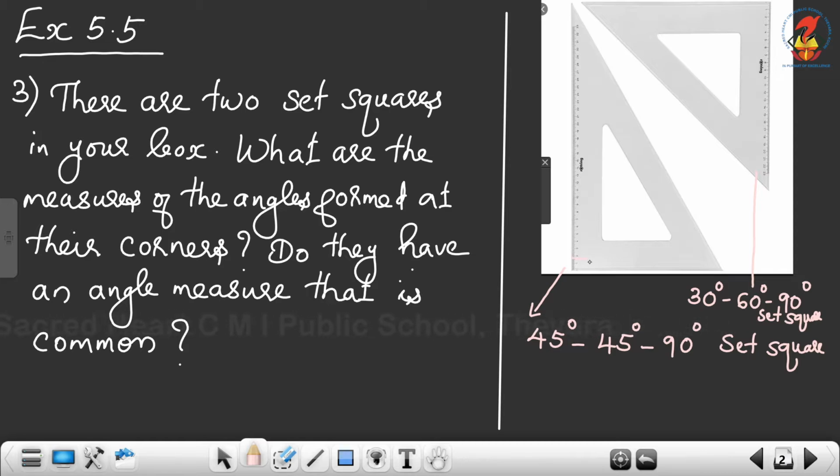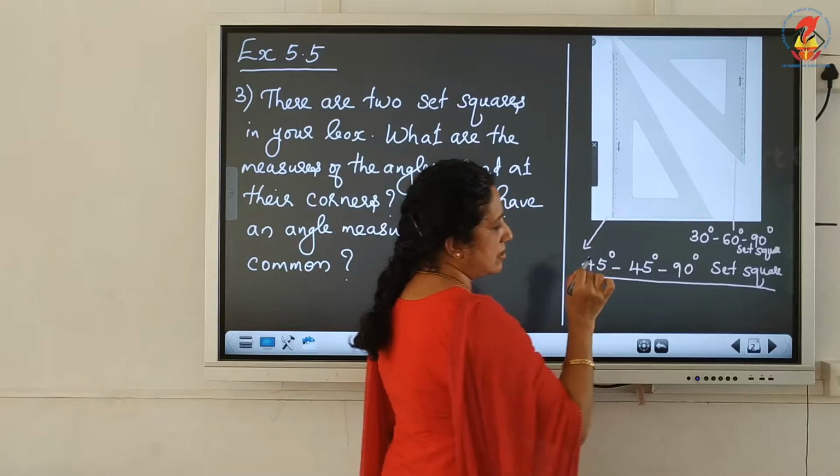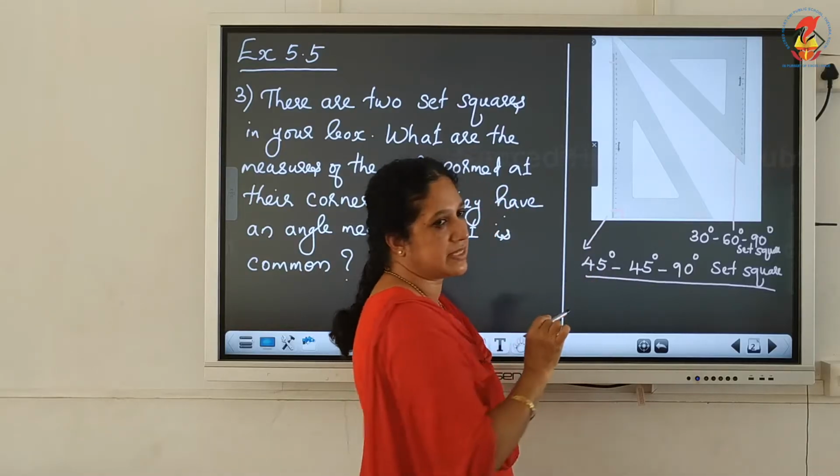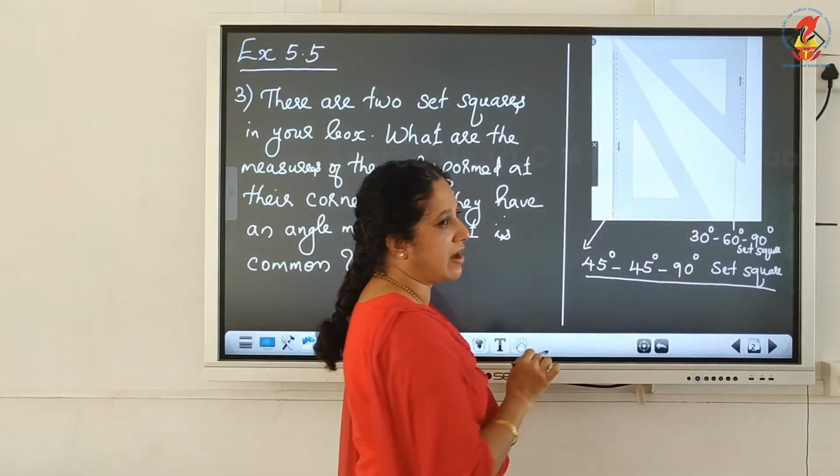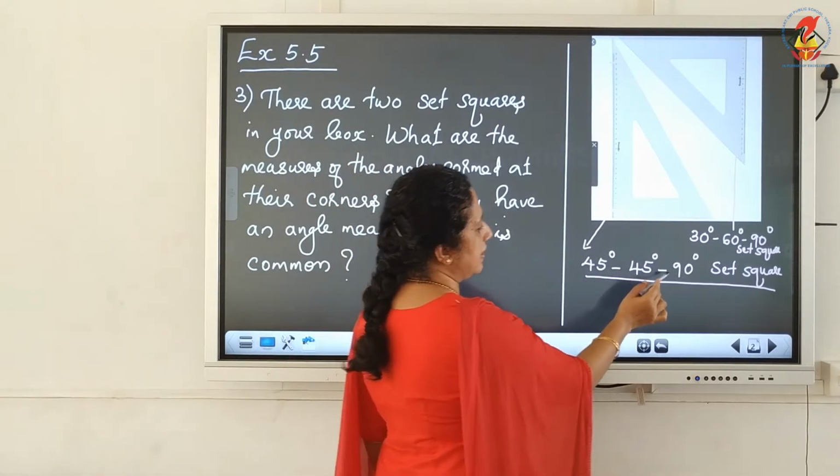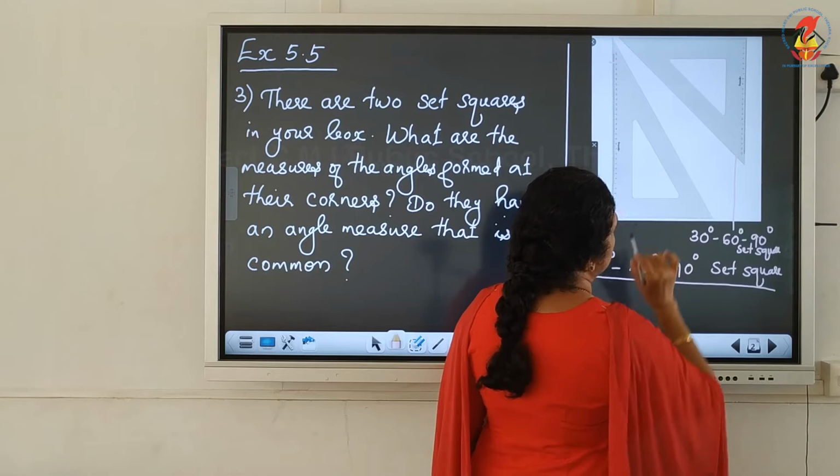Now this set square, we can say that it is a 45 degree, 90 degree set square. The angle formed at this corner, we can see a square box, so it will indicate 90 degrees, and the other two angles are 45 degrees each. So the first set square has angles 45 degrees, 45 degrees and 90 degrees at the corners.